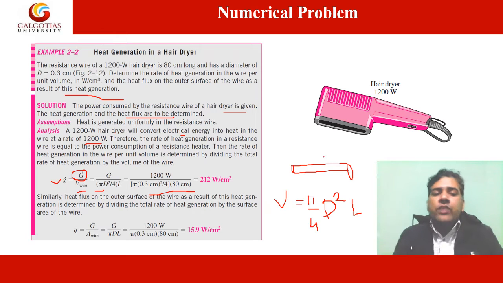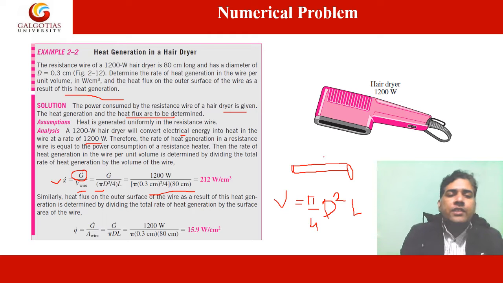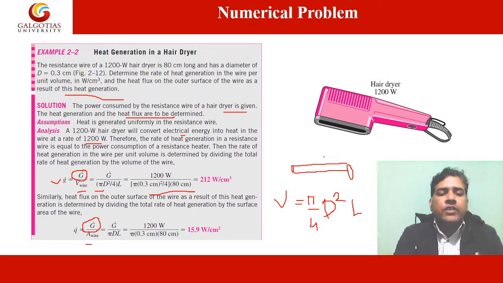Similarly, we have to find out the heat flux. The heat flux is defined as the heat transfer rate per unit area. This is the amount of heat that can be generated per unit time, 1200 watt. This is the amount of heat that it can produce per second, and then we will divide this by the area of the wire.